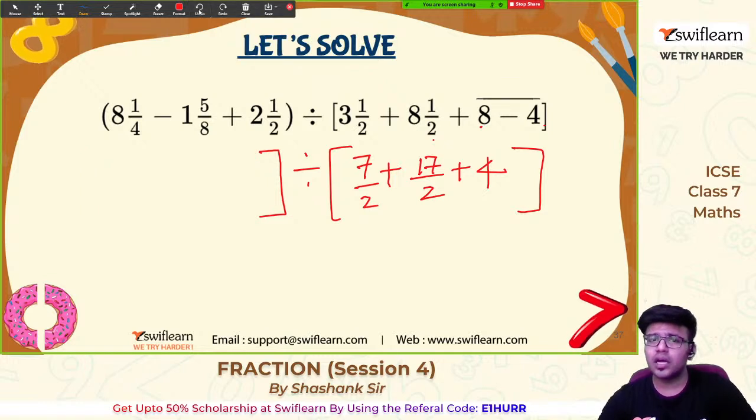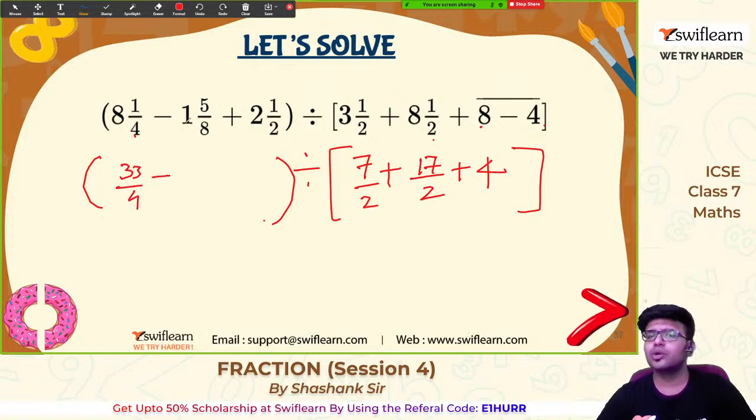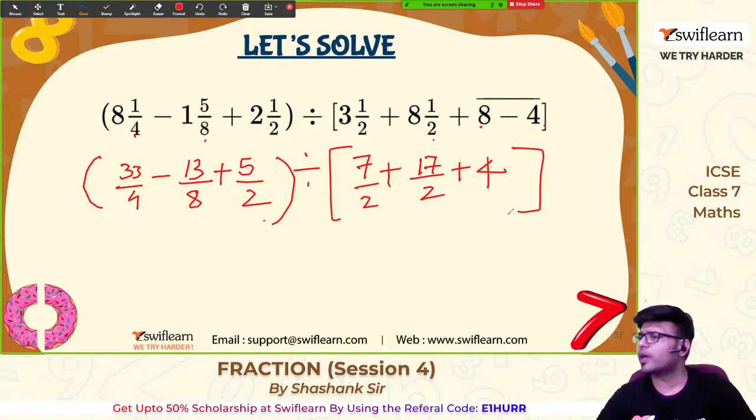okay, this is a round bracket. Let us simplify these mixed fractions. 8 fours are 32, plus 1 is 33 by 4, guys. 1 times 8 is 8, plus 5 is 13. 13 by 8, guys, plus 5 by 2. Whatever is there inside the round bracket, solve it. Whatever is there inside the square bracket, solve it, and then divide it.